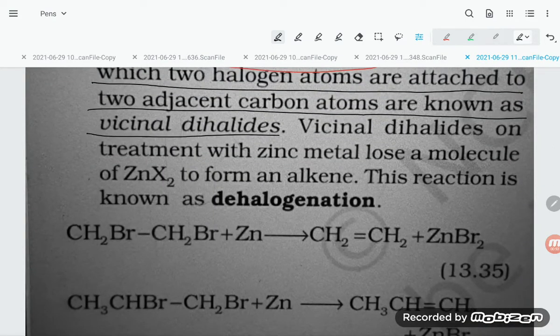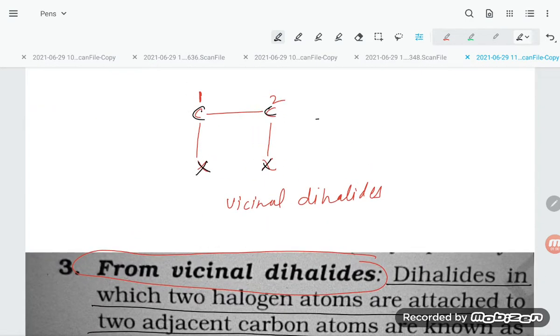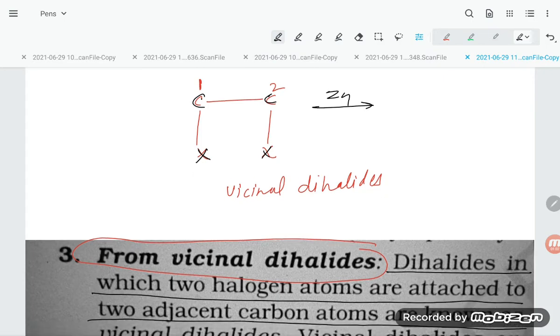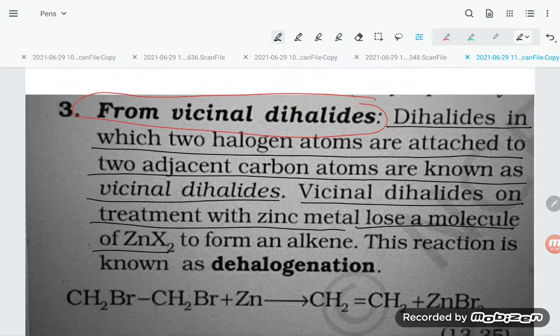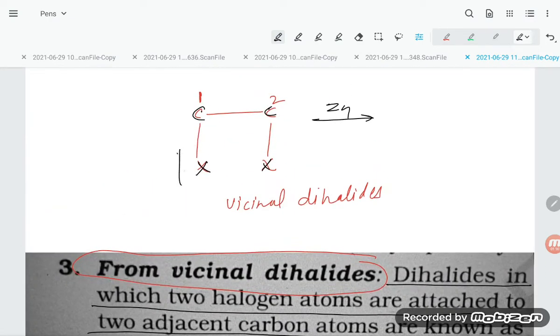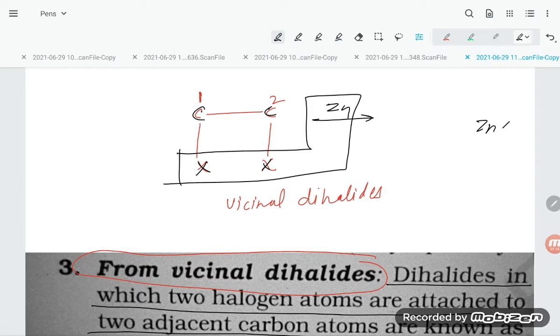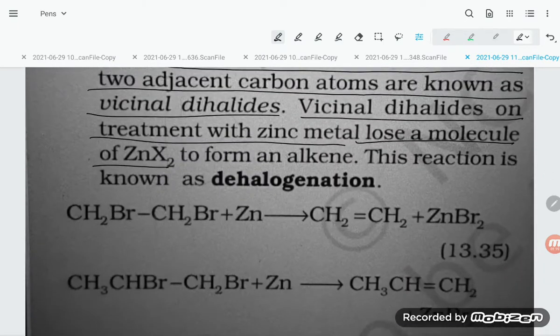Now, vicinal dihalide on treatment with zinc metal. You are treating with the zinc metal, okay. Zinc metal loses a molecule of ZnX2. So this zinc metal is going to lose ZnX2, and the C double bond C alkene is formed, okay.